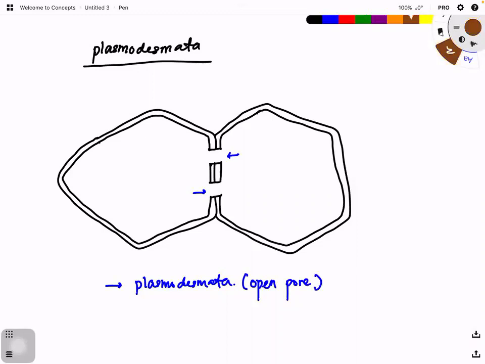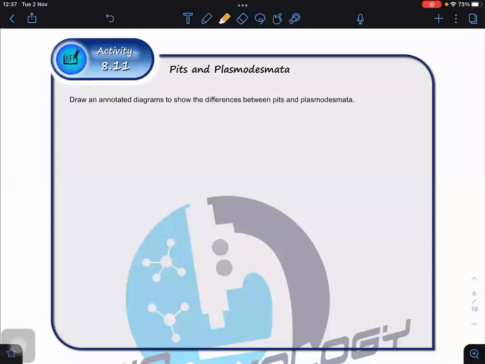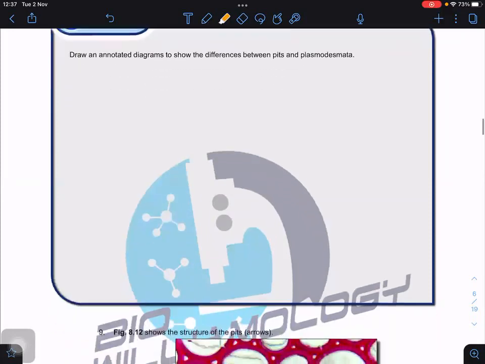So label this as just a cell wall, or primary cell wall. No secondary cell wall at the plasmodesmata. So you can draw this into the activities slot there. Okay, so we have done this part. I will show the differences between the pits and also the plasmodesmata.